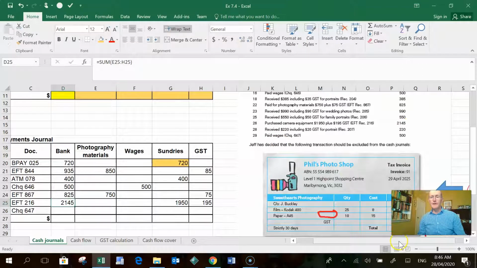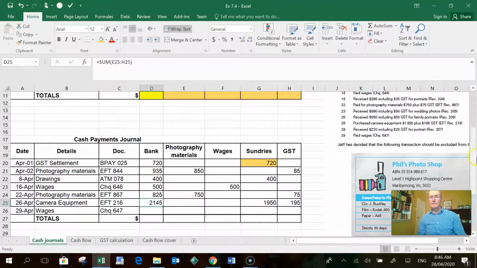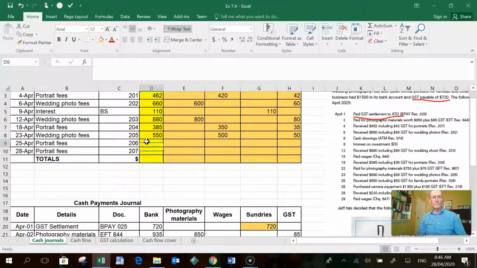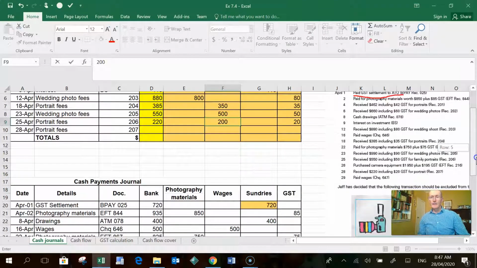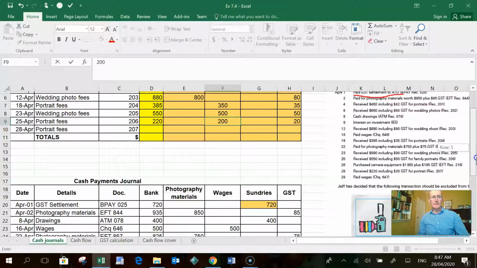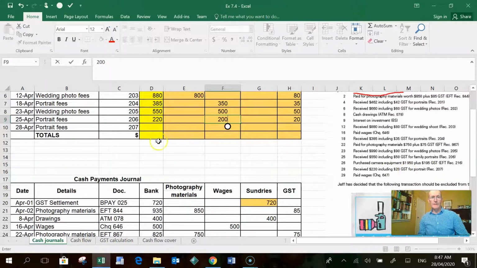Received $220, including GST, for portraits. $220, $20 there, and the portraits were the second one, I think. Yep. And finally, paid wages. And I've missed one. The 25th I missed, did I? So 25th was received 550. No, I've done that. Received 990. So the 23rd is the one I've missed.